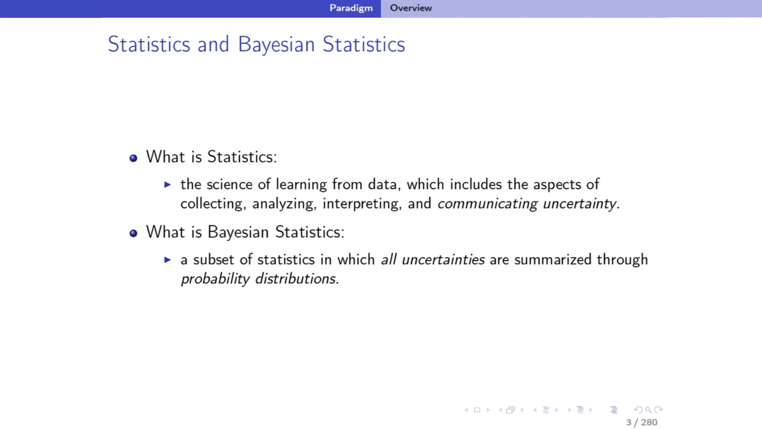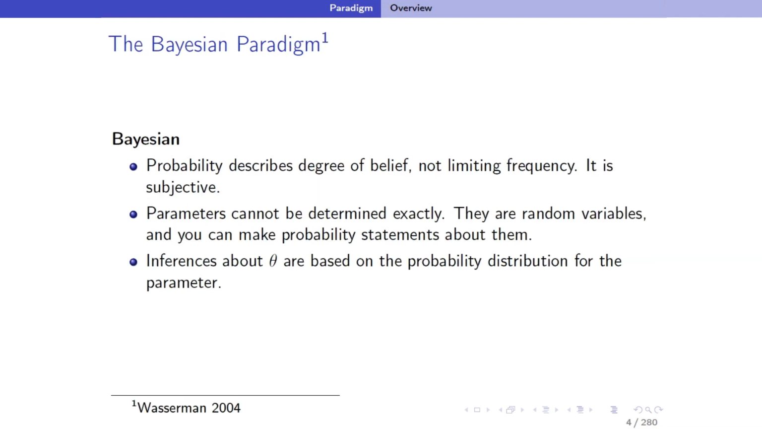Bayesian statistics is a subset of statistics, in the larger sense of the word, and the key point that I want to point out is that all uncertainties in Bayesian statistics are summarized through probability distributions. That's the key. A confidence interval, on the other hand, is not a probability distribution. In Bayesian statistics, all uncertainties are summarized through probability distributions. So we can use these three bullet points to summarize the Bayesian paradigm.